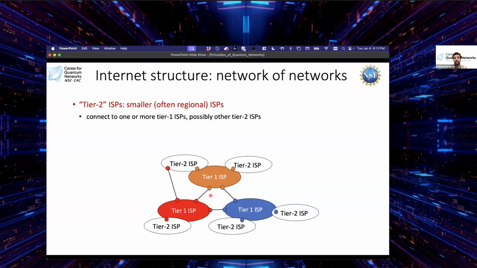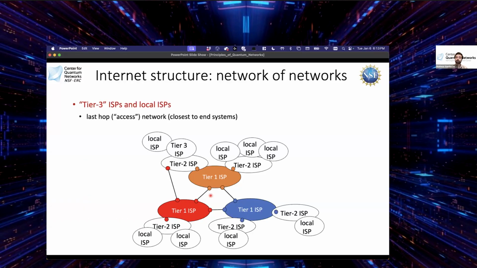Then tier two ISPs are smaller and will pretty much offer regional coverage, and they will connect to one or more tier one ISPs and other tier two ISPs as well. Again, tier two ISPs will pay tier one ISPs for connectivity to the rest of the internet, and a tier two ISP is essentially a consumer of a tier one ISP provider.